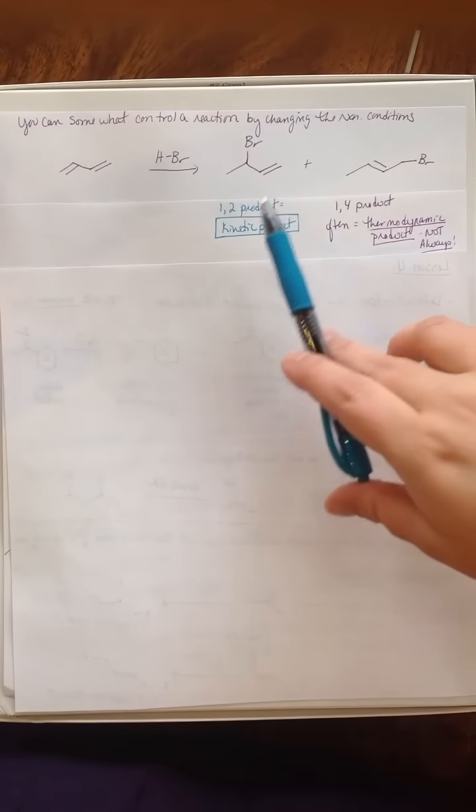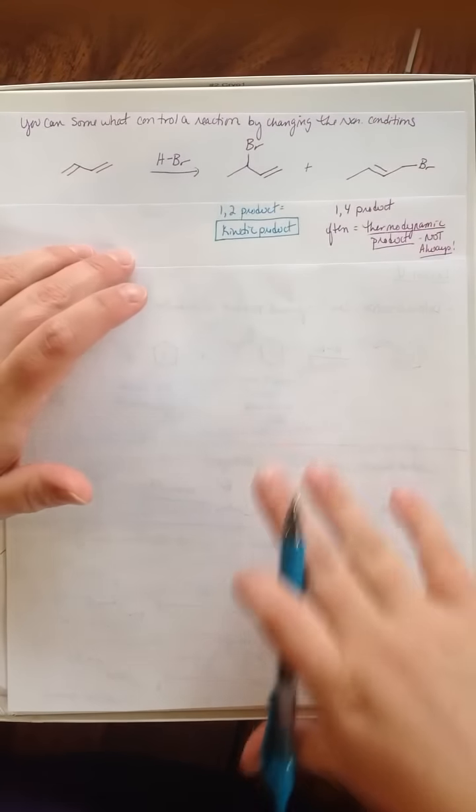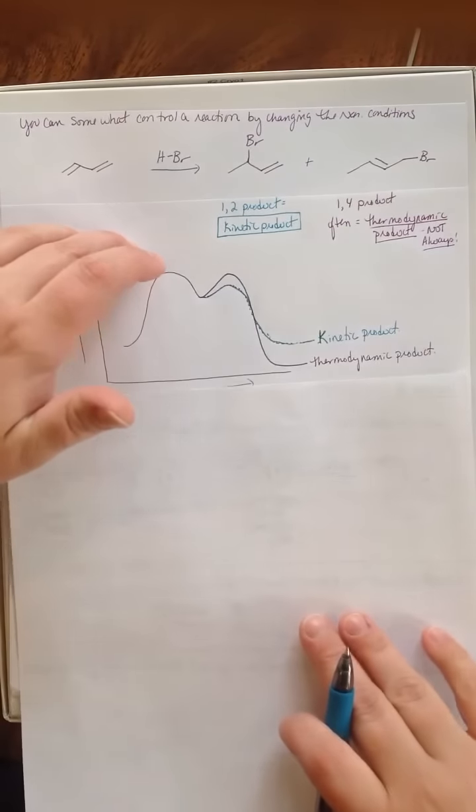Okay? Well, we call this 1,2 product the kinetic product. The 1,4 product, at least in this case, and quite often, is the thermodynamic product. Not always. I'll come back and talk about that in just a minute. But let's assume right now that that's what we got.